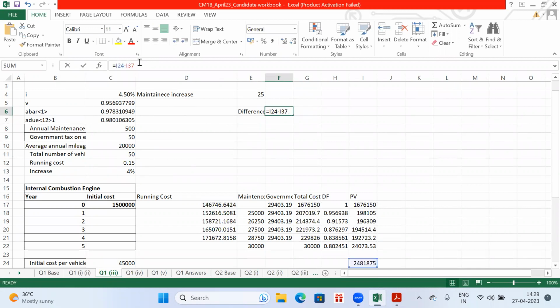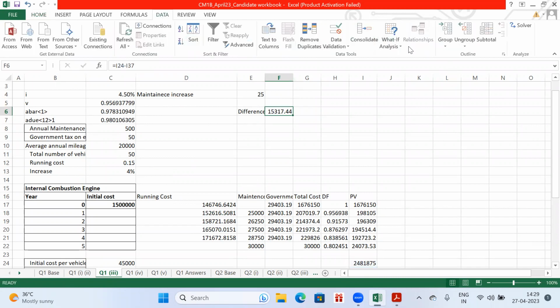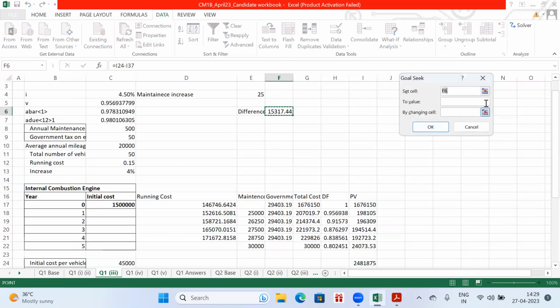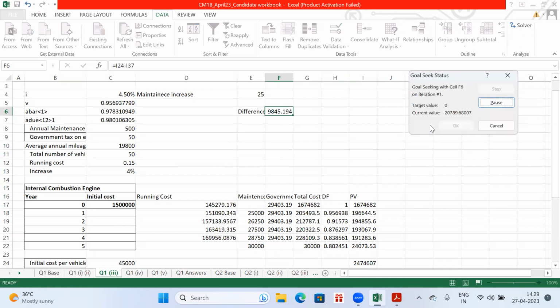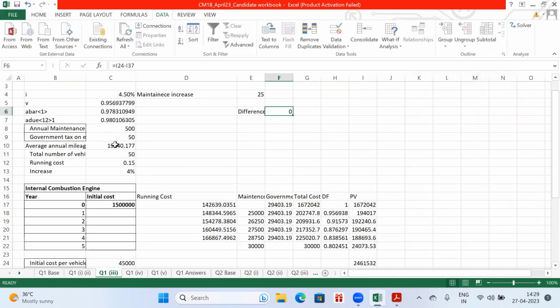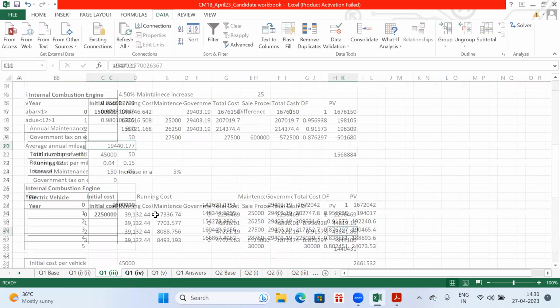We'll calculate a row for difference, and we'll use goal seek, that is data tab, what-if analysis, goal seek, and we'll try to make this difference 0, by changing the cell of average annual mileage. So once you make this difference 0, you get an average annual mileage of 19,440.177.